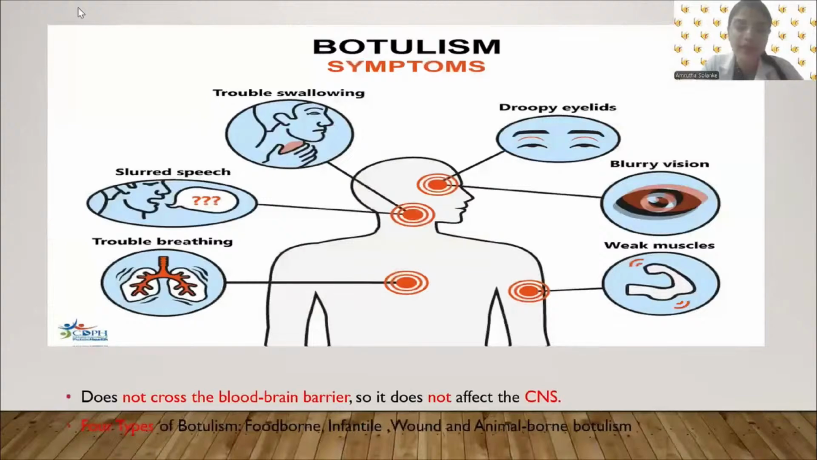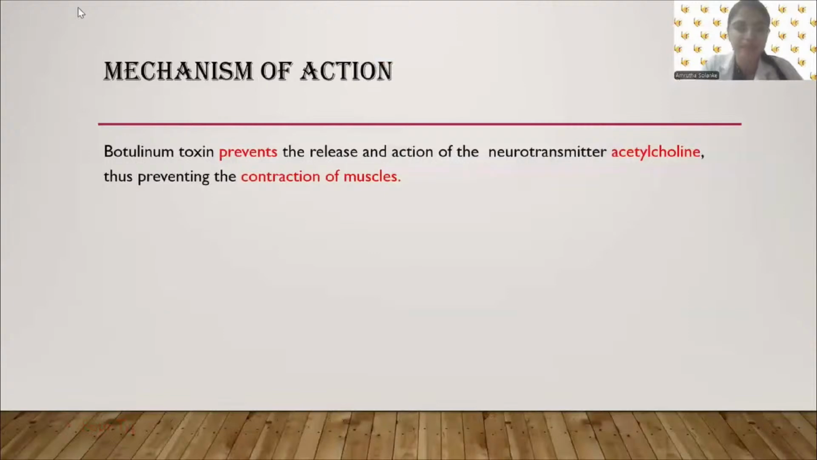Coming to botulism, botulism is a rare but serious emergency condition because of the excess of botulinum toxin in the body. There are 4 types of botulism: foodborne, infantile, wound, and animal-borne botulism. It does not cross the blood-brain barrier, so it does not affect the CNS. However, the botulinum toxin causes generalized muscle weakness, leading to trouble in breathing, slurred speech, trouble swallowing, droopy eyelids, blurry vision, and weak muscles.